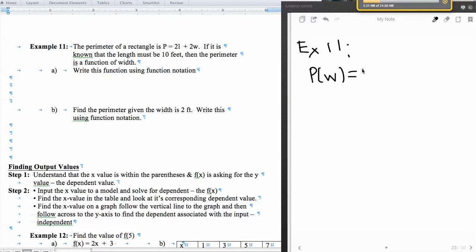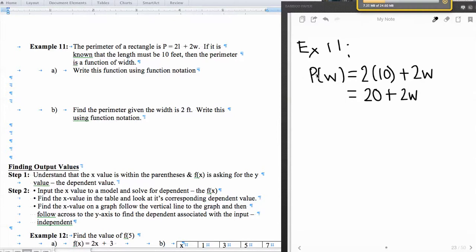And so that is 2 times the length, and if the length is 10, I'm going to substitute that in, and then plus 2 times the width. And therefore you see the only variable left in this is W. So we simplify 2 times 10, which makes 20, and that's 20 plus 2W. And that's the perimeter as a function of the width.